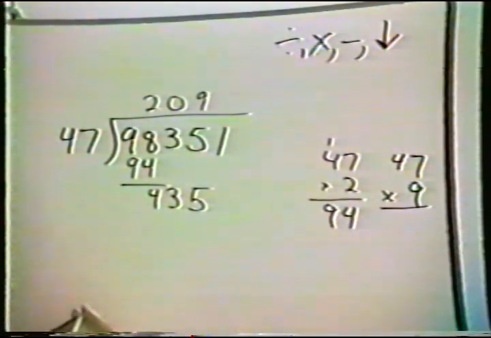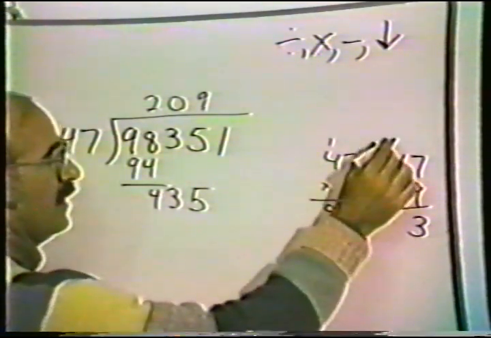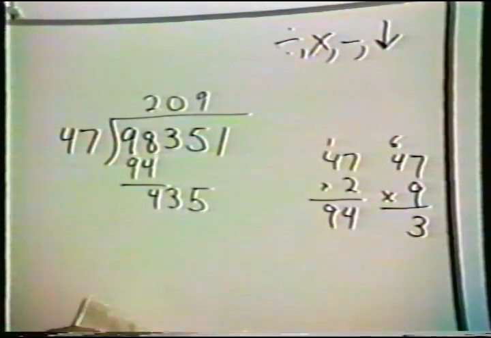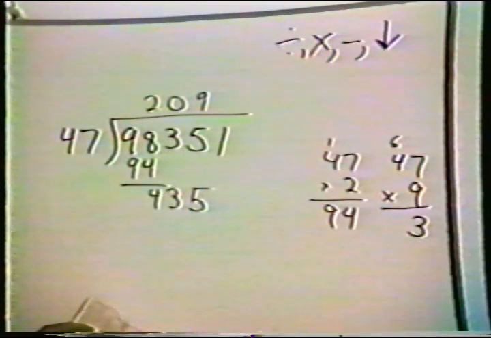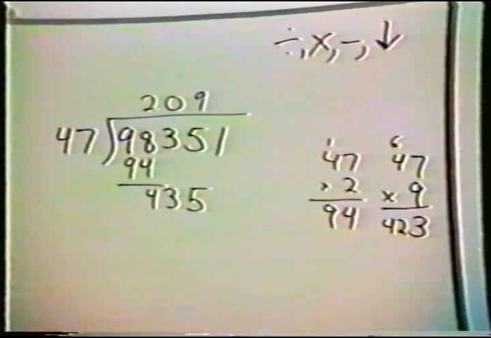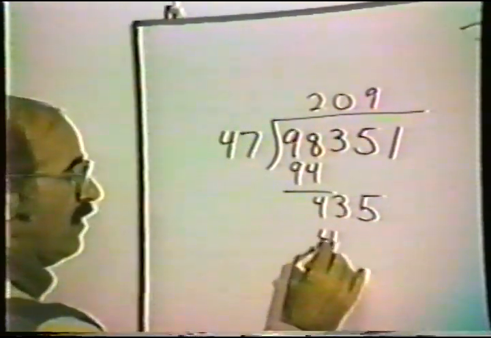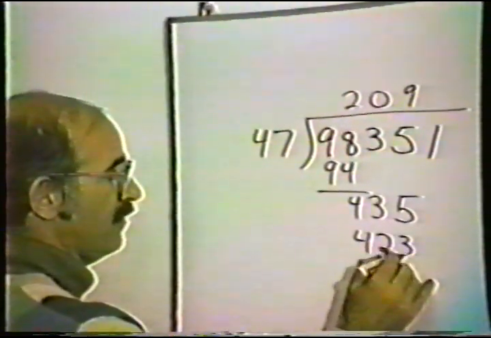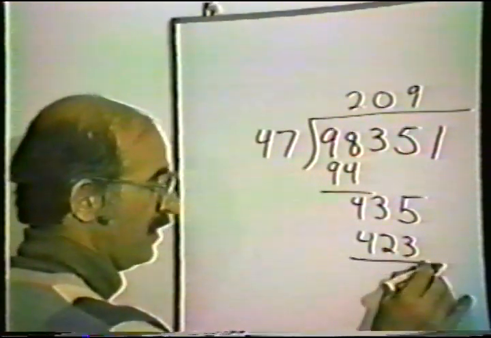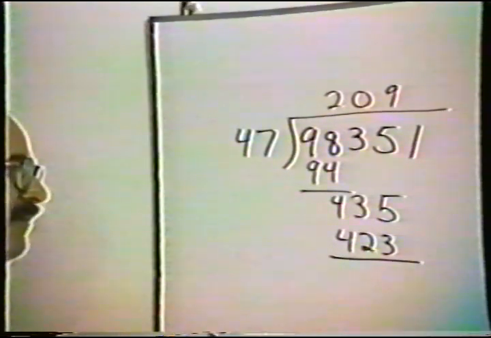7 times 9 is? 63. Put down the 3, carry the 6. 4 times 9 is? 36. Plus 6, 42. 423. Good or bad? Good. It's smaller than our 435.